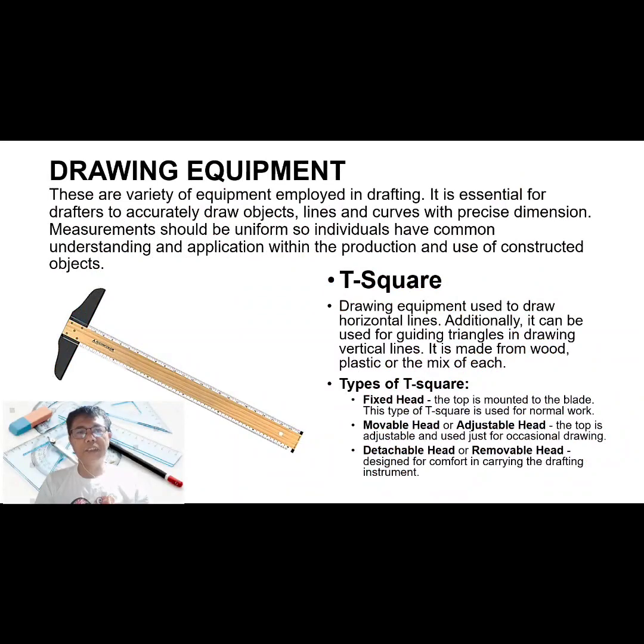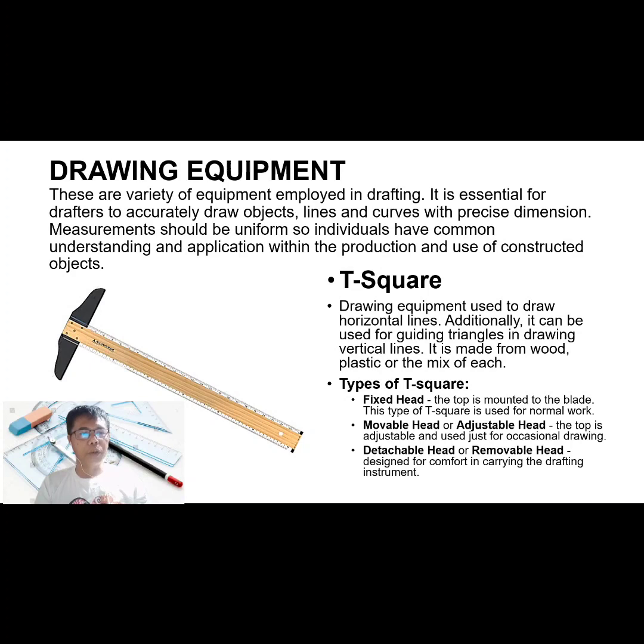Okay, let's go to the lesson proper. We have here the drawing equipment. Drawing equipment, these are a variety of equipment employed in drafting. It is essential for drafters to accurately draw objects, lines, and curves with precise dimensions. Measurements should be uniform so individuals have common understanding and application within the production and use of constructed objects. The first one here in the picture is a T-square.